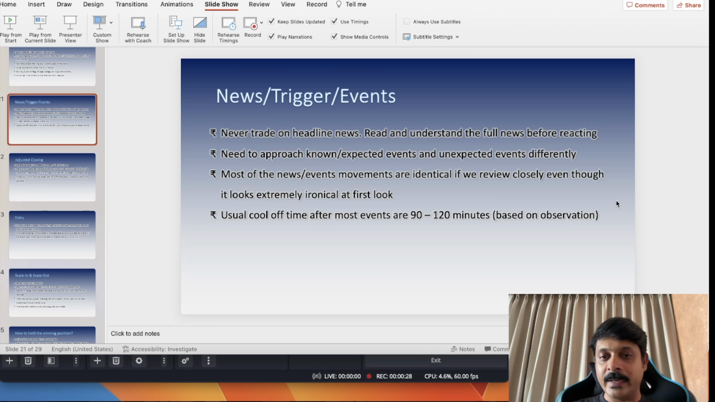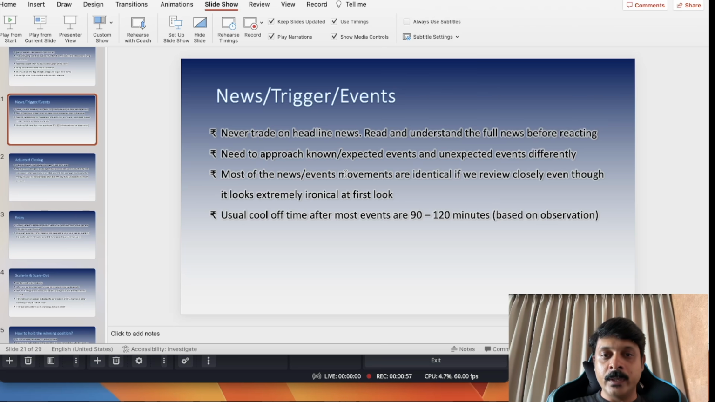Most of the news or event movements are identical if you review closely, even though they look extremely erratic at first look. The usual cool off time after the news is 90 to 120 minutes. This is based on my observation. So these are the things that I wanted to share, but I'll explain it. So never trade on headline news. That is very important, because when you look at the news, it could be misleading.